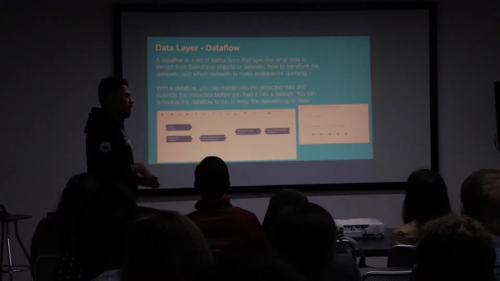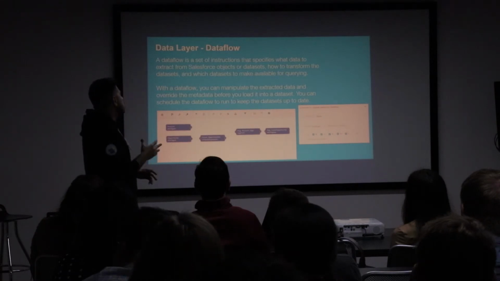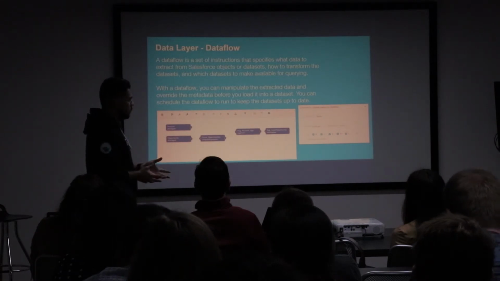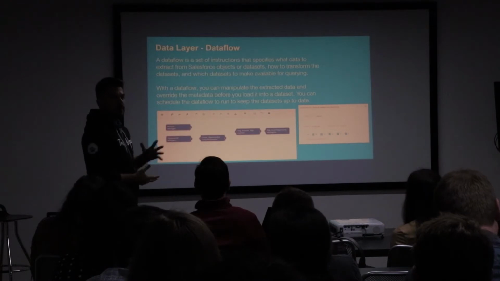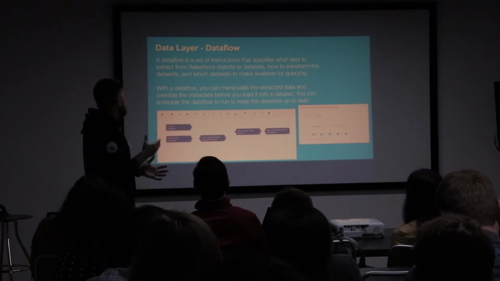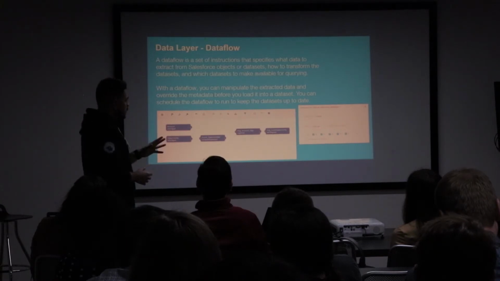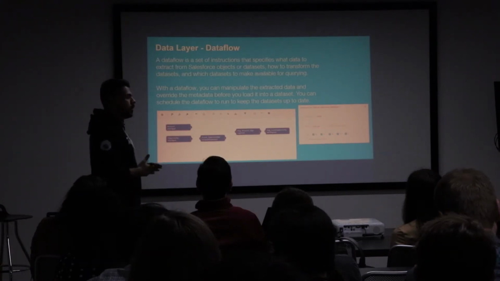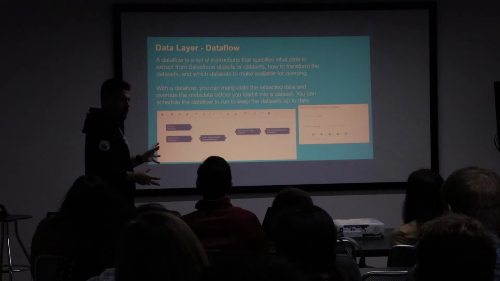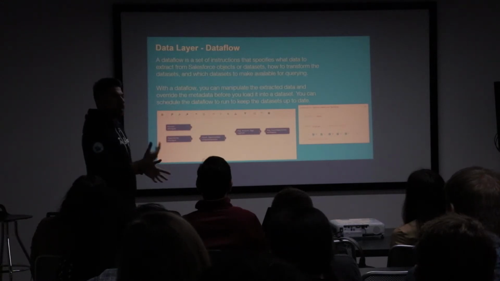And so the next layer I'm going to go through is the data flow. And the data flow, this is the ETL side of Einstein Analytics. And so through the data flow, this is where we're able to basically create instructions on which objects we're going to join to create our data set.